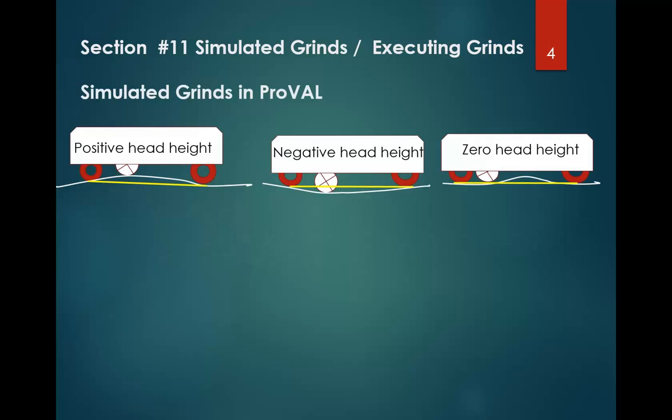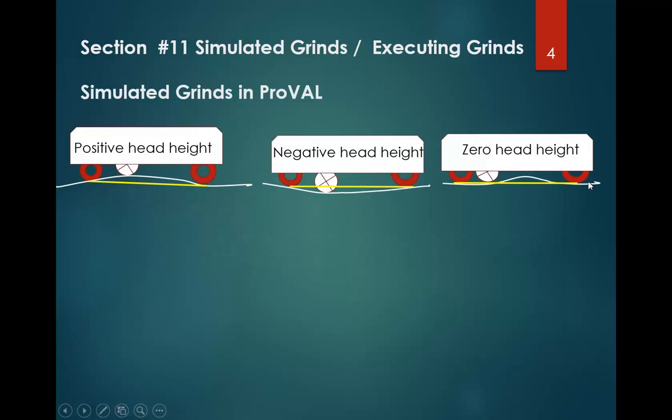A positive head height means the grinder head is being modeled above the zero head height plane, and this plane is a theoretical plane that's calculated every inch along a profile. It's based on the average supporting elevations of the front and the back of the grinder. A negative head height means the grinder head is below that theoretical plane, and a zero head height means the grinder is right on that plane.